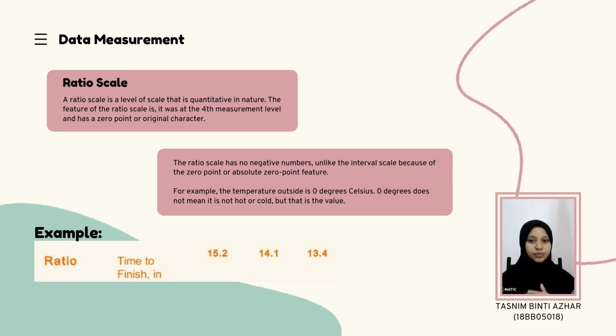The other example is the figure on the slide showing that the running time of the first winner of the race is 13.4 seconds only. So the time record is the ratio scale in the measurement of this data. The ratio scale provides unique possibilities for statistical analysis. In this scale, variables can be added, subtracted, multiplied, and divided systematically. All statistical analysis can be calculated using it.